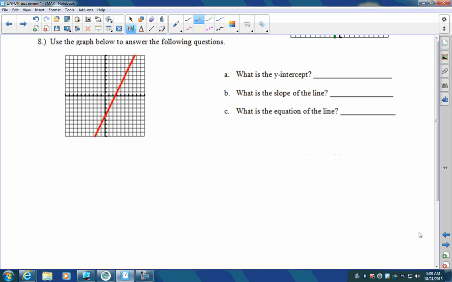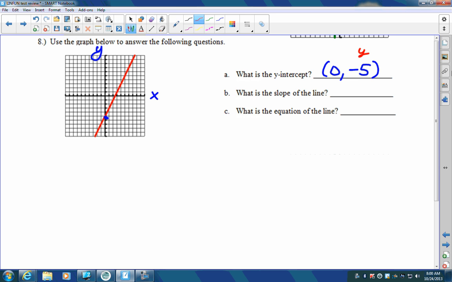Number 8, it says use the graph to answer the following questions. It wants to know the y-intercept, the slope, and the equation. Okay, the y-intercept. Remember, I've got x, then y. The y-intercept is what goes up and down. It crosses right here, which is 1, 2, 3, 4, 5. Okay, so 0, -5. Y-intercept has the number in the y spot.